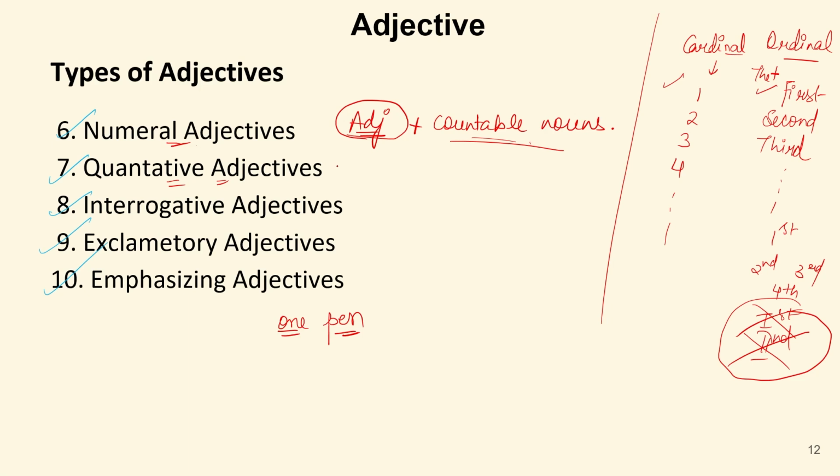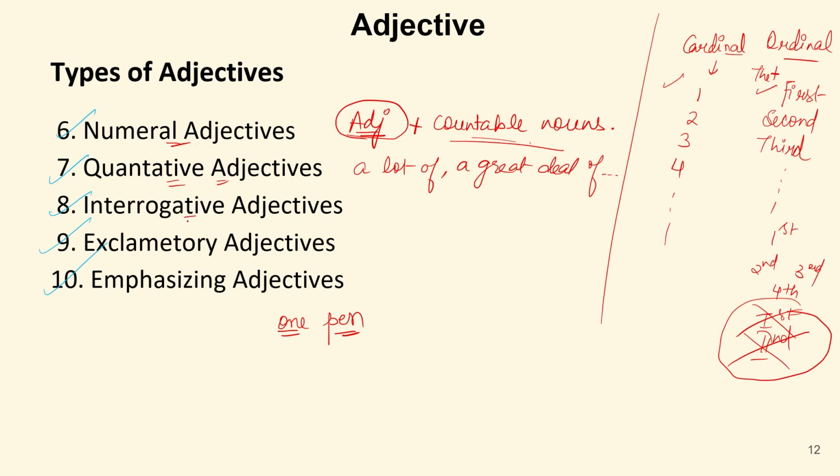Now, quantitative adjectives. Quantitative adjectives tell us the quantity of a noun. For example, if I say a lot of, a great deal of, all these are quantitative adjectives. We'll discuss them in detail later on.